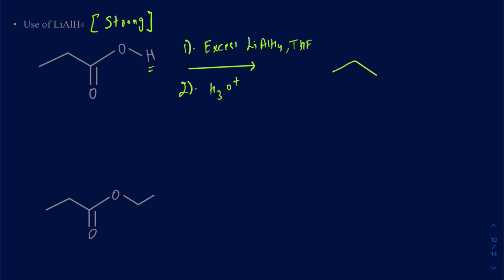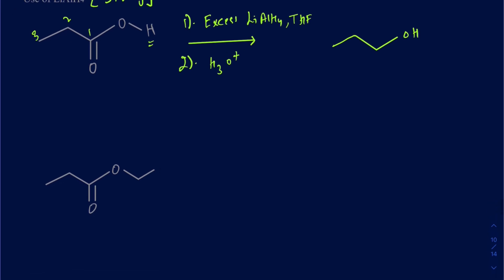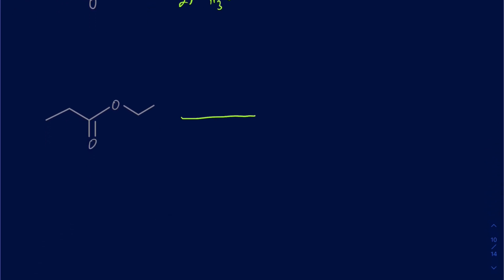So just keep in mind how many carbons I need. 1, 2, 3 carbons there in the main chain, and you end up getting a primary alcohol in this case. The same result will take place when you're using the ester, like in this case. So I want to use LiAlH4 with an ether as a solvent, and you can work it up with dilute acid. Again, it's going to make a primary alcohol, and it does go through the formation of an aldehyde, but then eventually the aldehyde gets converted into an alcohol.